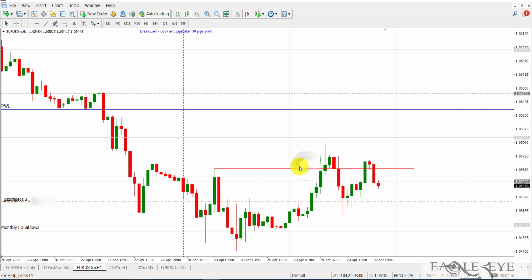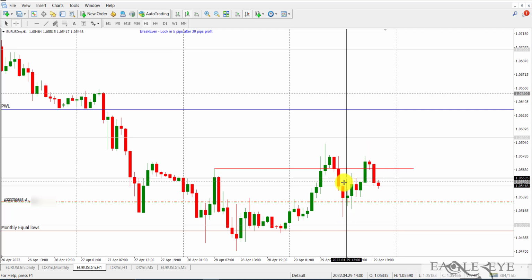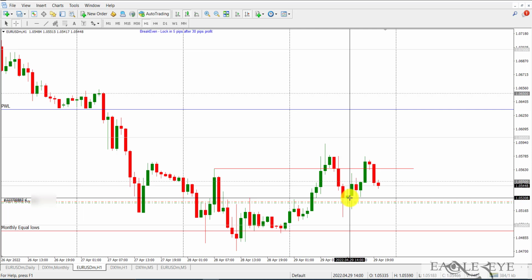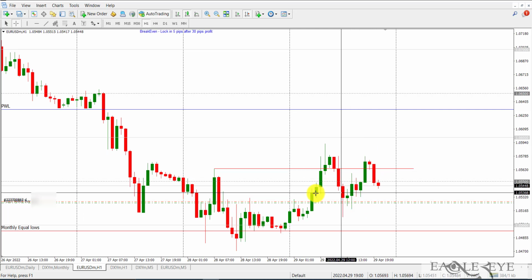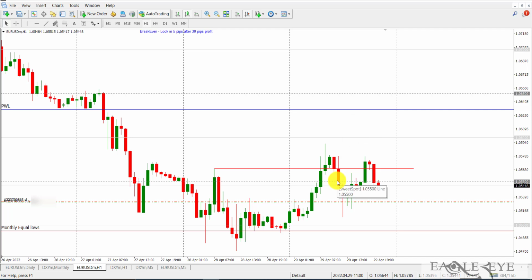This particular high is taken out right here. Okay, and then we saw some kind of retracement. All right, and then I think during the London, the New York session, price just tried to take out this high.